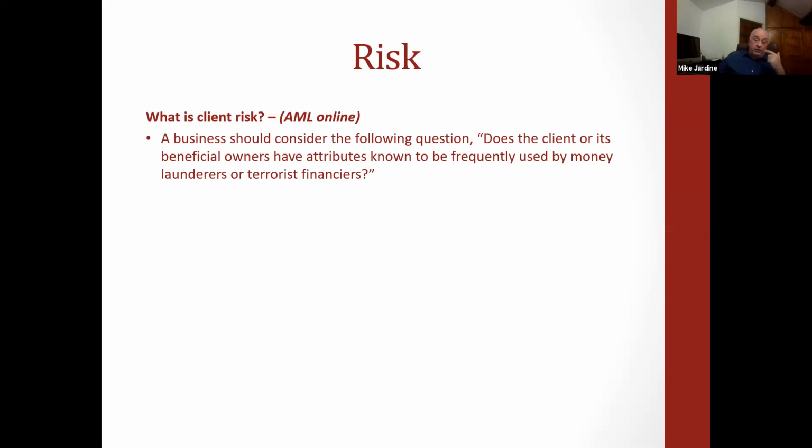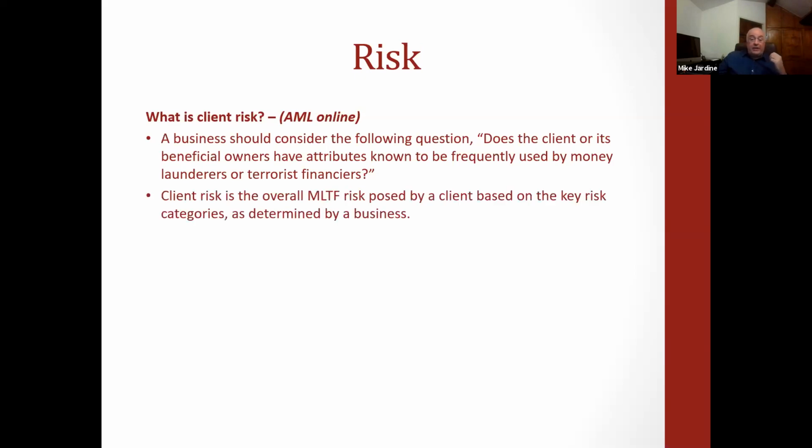So you've got to consider the following question: does the client or its beneficial owners have attributes known to be frequently used by money launderers or terrorist financiers? And I've got a series of questions you need to ask yourself in relation to client risk. And again, I put them all on here so that you can look at them at your leisure once the session has ended. So client risk is the overall money laundering and terrorist financing risk posed by the client based on the key risk categories as determined by the business.